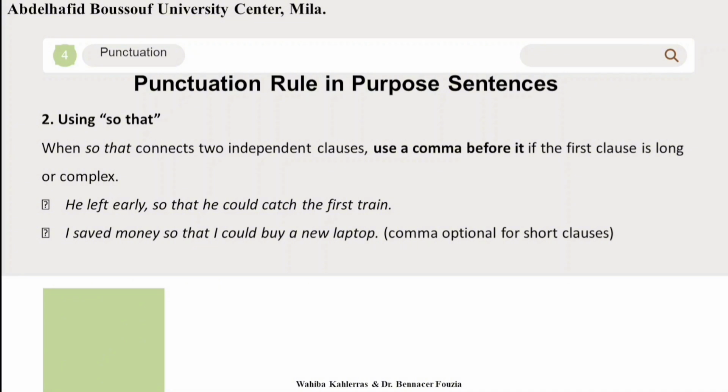When we use so that, which connects two independent clauses like in order to or so as to, we use a comma before it if the first clause is long or complex. For example, he left early so that he could catch the first train. I saved money so that I could buy a new laptop. A comma is optional for short clauses. In fact, the comma is optional with so that, and we have similar rules with to, in order to, and so as to.